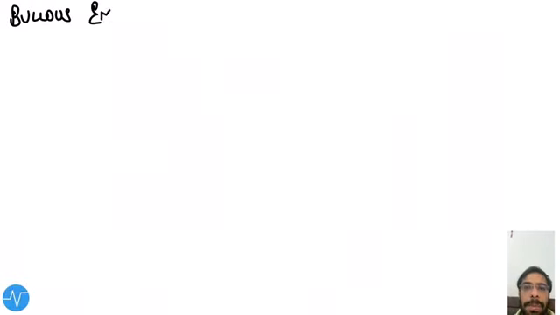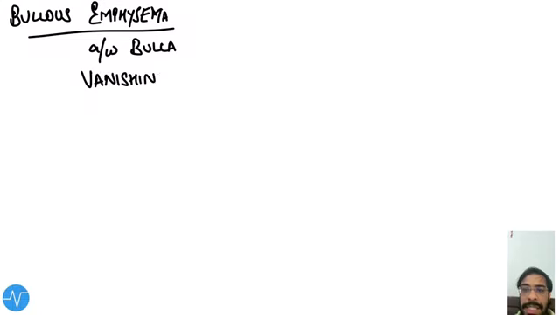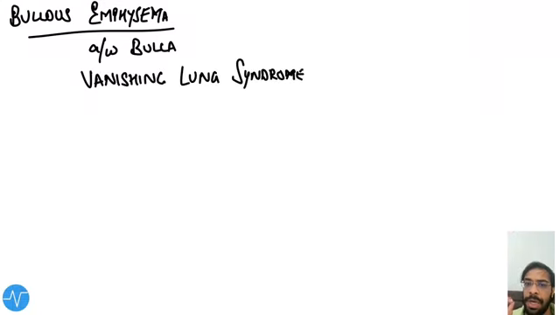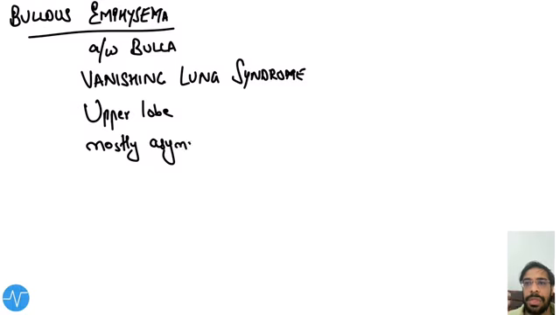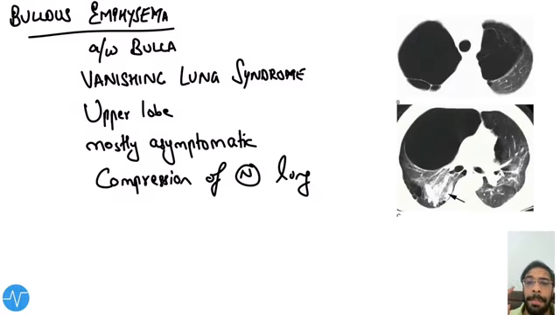Now we'll see the bullous emphysema. It is associated with bulla. A bulla is a sharply defined region with a thin wall less than 1 centimeter, associated with vanishing lung syndrome, upper lobe, mostly asymptomatic, but compression of normal lung can be seen. Now in this CT, you can see that there is a sharply defined area of low attenuation, meaning a black area. This is nothing but a bulla.